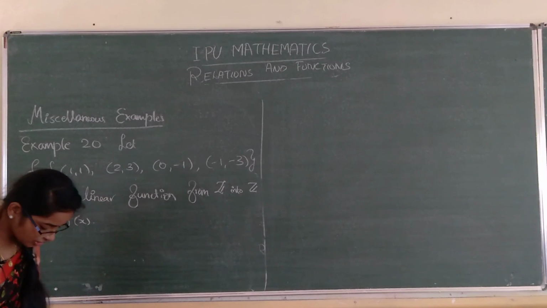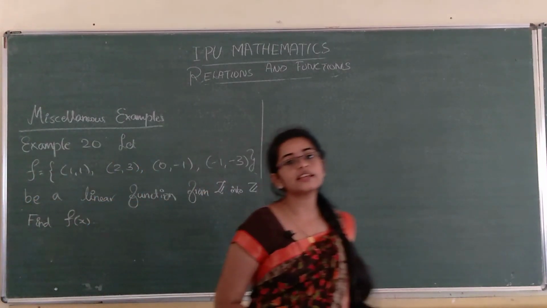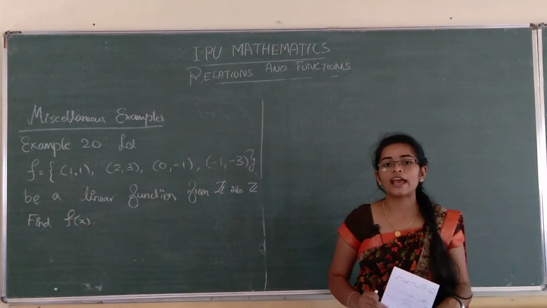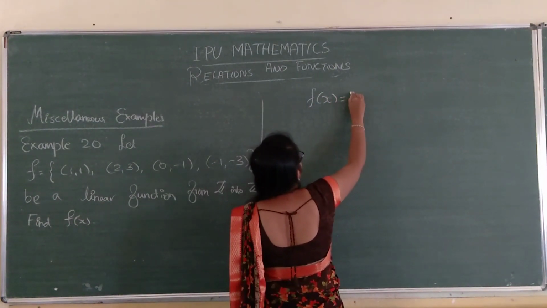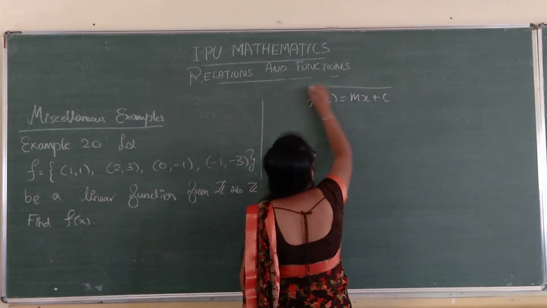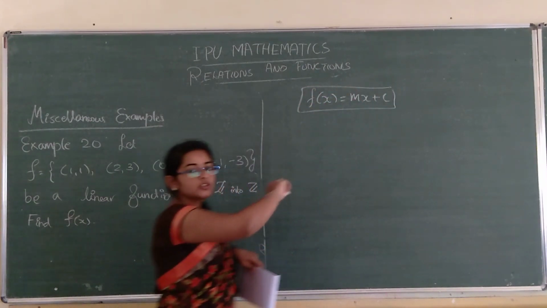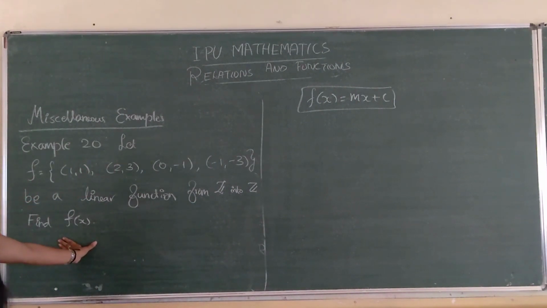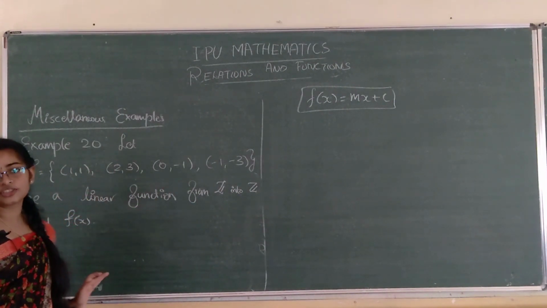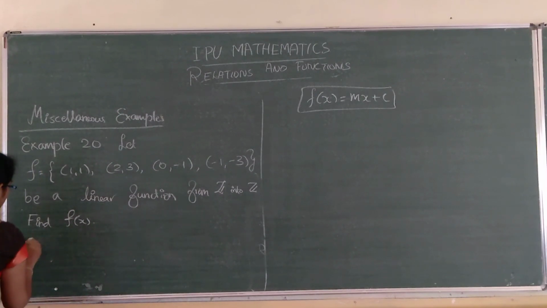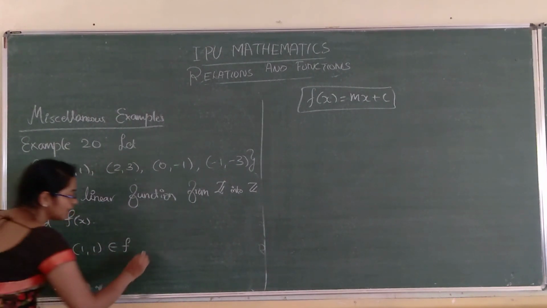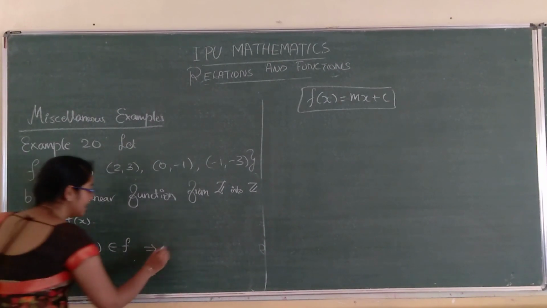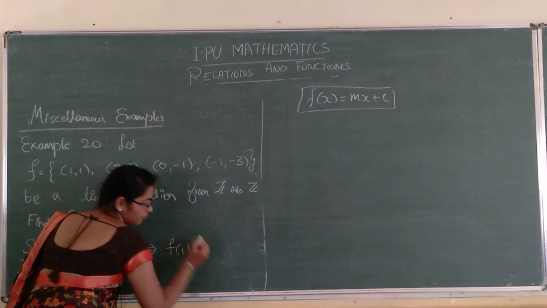What is a linear function? A function of the form f of x equals mx plus c is known as a linear function. So we need to find what f of x is here. We are given the function values. The ordered pair (1, 1) belongs to f. What does that mean? That implies f of 1 is equal to 1.